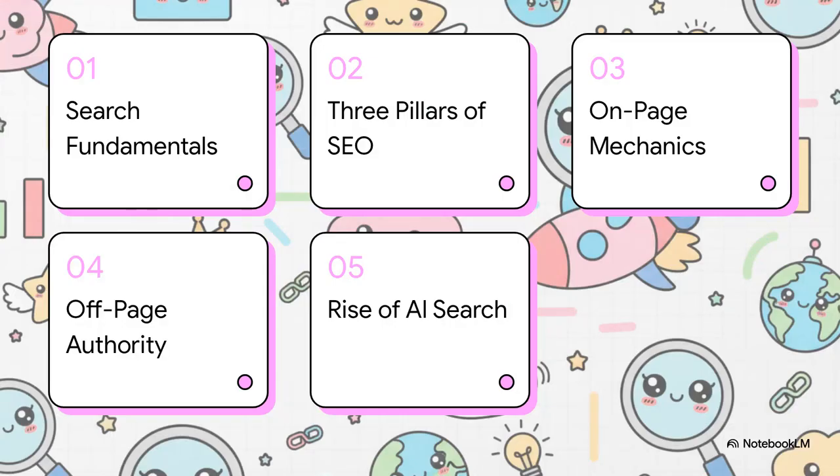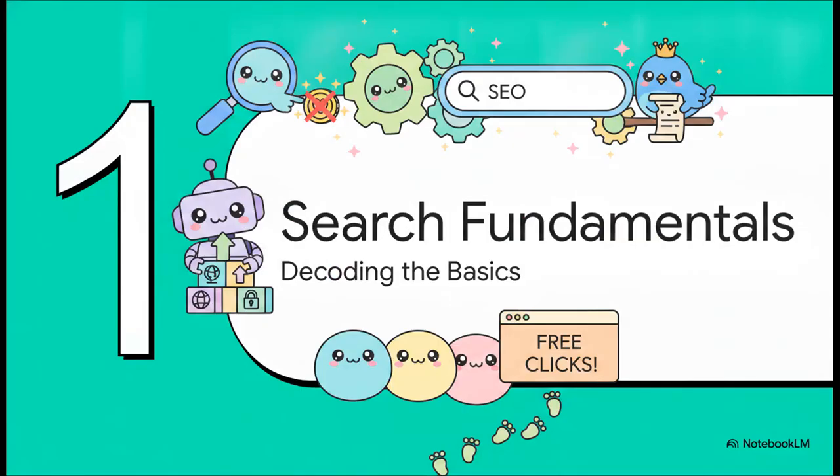Here's our game plan for today. We'll start by decoding search fundamentals. Then we'll build the 3 pillars of SEO, master on-page mechanics, build off-page authority, and finally look at the rise of AI search. All right, Section 1, Decoding Search Fundamentals.